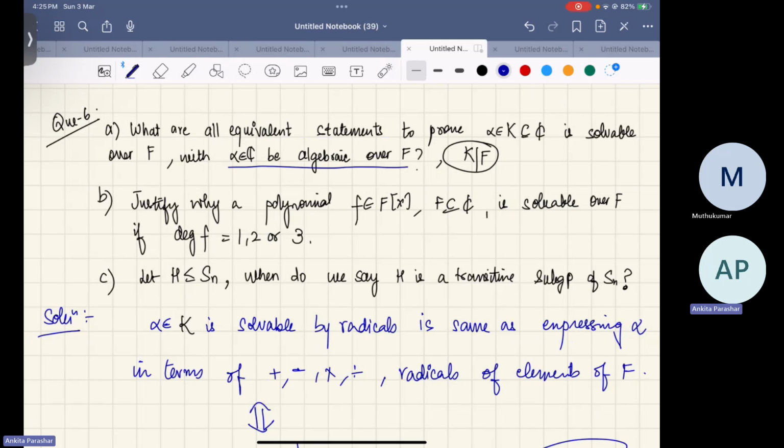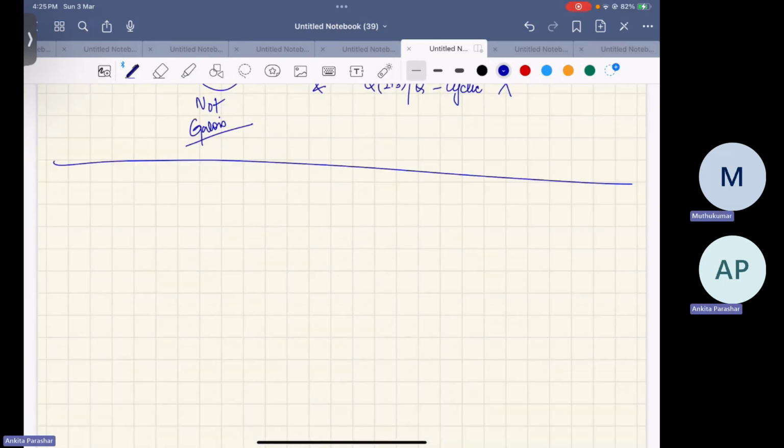Justify why a polynomial is solvable if it is degree 1 or 2 or 3. So for degree 1, degree 2, degree 3, it's very easy to check whether the polynomial is solvable. And if you recall, in order to say a polynomial is solvable, you just have to see whether its roots are solvable or not. So let's check. Degree 1. So that polynomial has to be of this form, right? And where does this polynomial lie? In F[x]. And you are talking about K over F, let's say. Is it solvable?